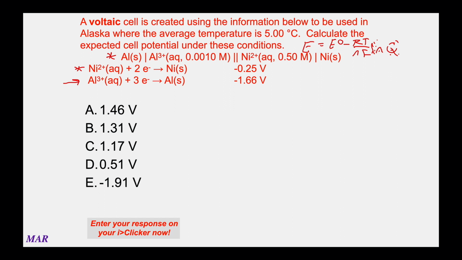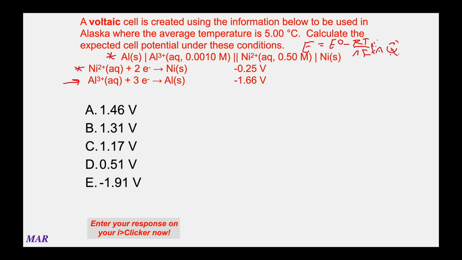R is 8.3145. The temperature would be 5 degrees in Kelvin, so 278 Kelvin in this case. N is the moles of electrons transferred. Now remember that the moles have to cancel out, and we have a 2 mole process and a 3 mole process. Common denominator of those two here would be 6. So N is going to be 6 moles for this reaction. When you make the things balance out, you're going to have 6 moles total. The F in that equation is the Faraday, 96,485.